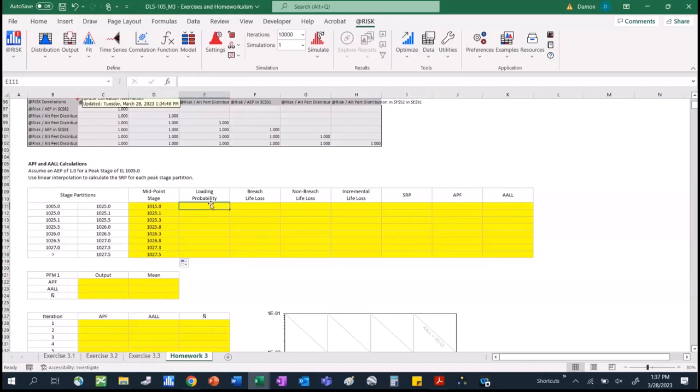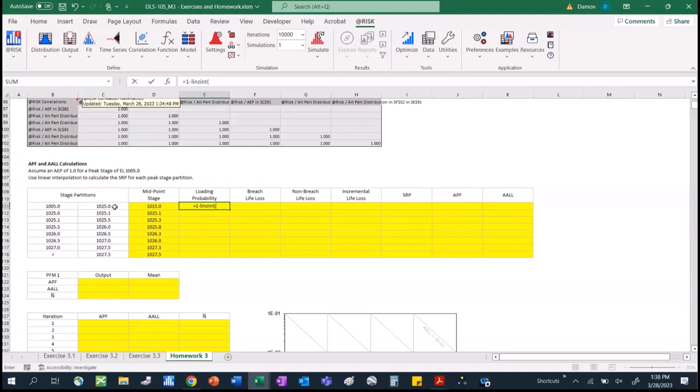So then our loading probability for this first one is going to be 1, for it's the AEP for our first stage, minus the AEP of our second stage. I'm going to punch in a 1 for elevation 1005, and then I'm going to subtract from that the AEP for 1025, and we're going to have to interpolate to do that. We're going to use Lindsay-Int because we always plot on a probability scale.